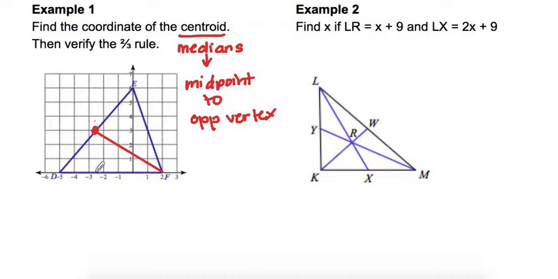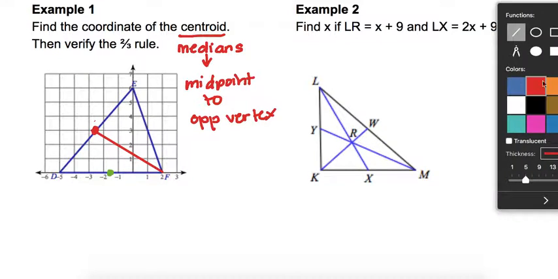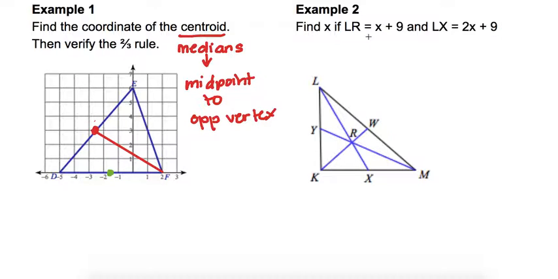So let's look at DF. So the length of DF is 7 units because it's flat, so I can just count it. Half of 7 is 3.5. So I go over 3.5. There's my midpoint. So to find that median line, I connect my midpoint to the opposite vertex. This midpoint is on DF, so the opposite vertex is E.